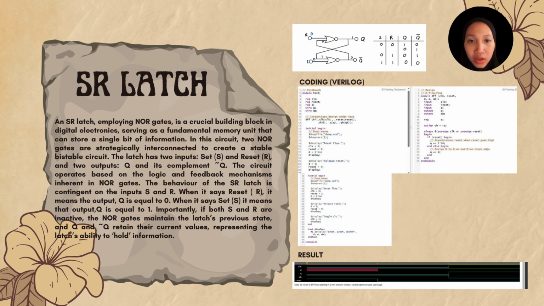The behavior of the SR latch is contingent on the inputs S and R. When it says reset R, it means the output Q is equal to 0. When it says set S, it means the output Q is equal to 1. Importantly, if both S and R are inactive, the NOR gates maintain the latch's previous state, and Q retains its current value, representing the latch's ability to hold information.